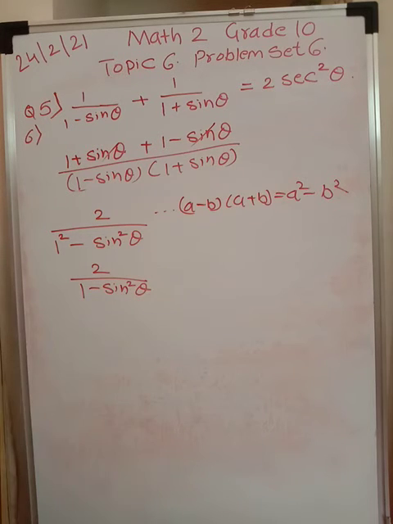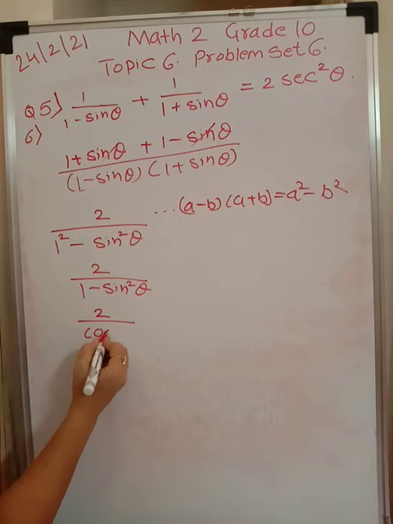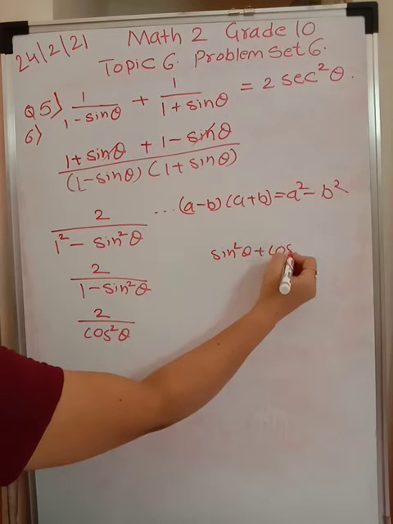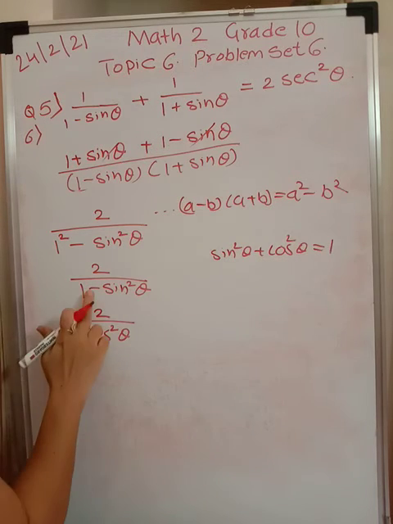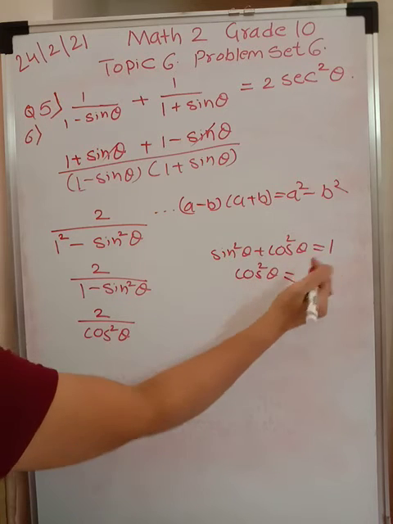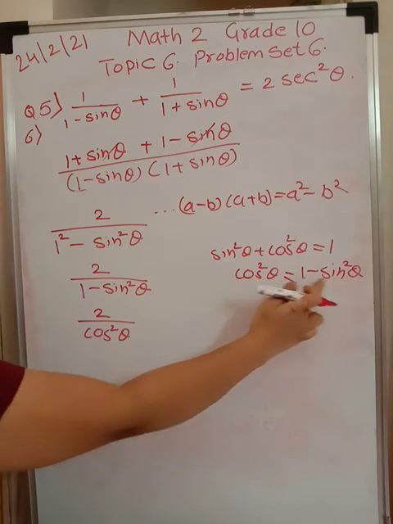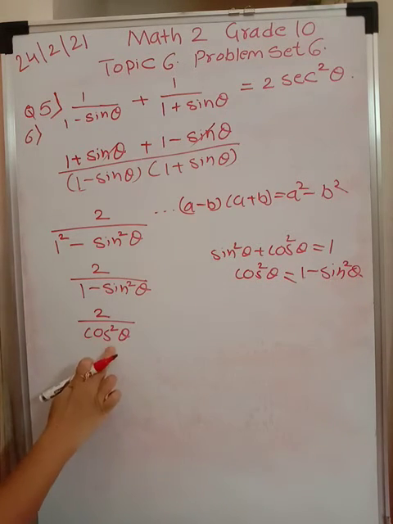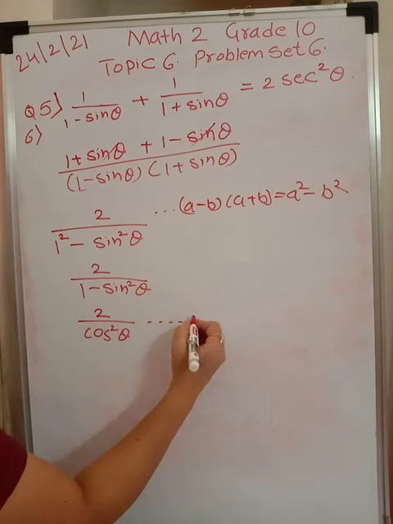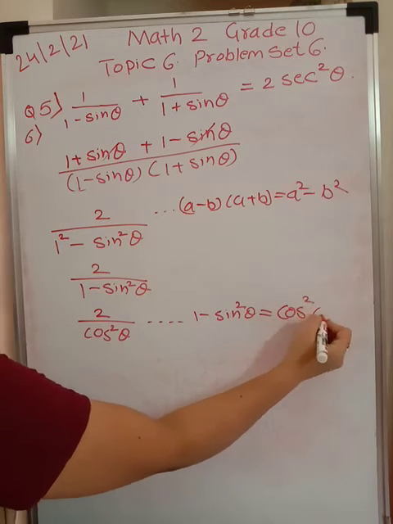But what is 1 minus sine square theta? It is cos square theta. So you have 2 upon cos square theta. How did this come? See, sine square theta plus cos square theta is equal to 1. I want 1 minus sine square theta, so cos square theta will remain as it is. If I shift this over here, it will be 1 minus sine square theta. So 1 minus sine square theta is cos square theta. Reason over here: because 1 minus sine square theta is equal to cos square theta.